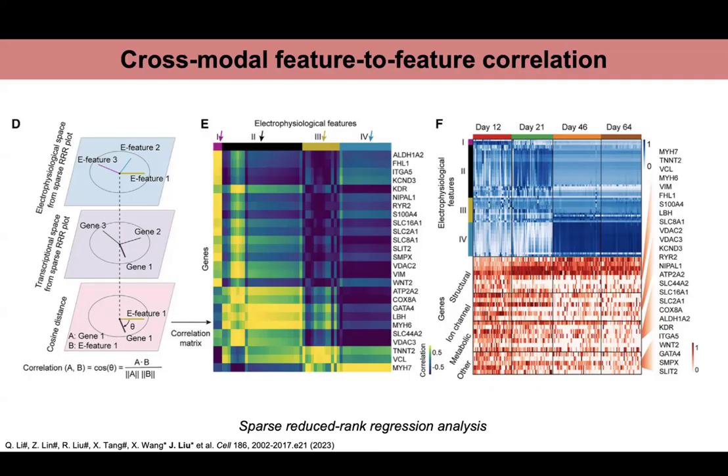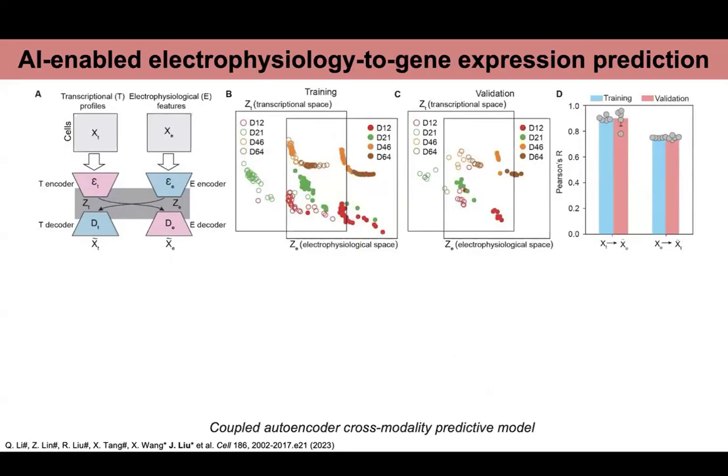So this statistical model is super powerful because with a traditional biophysics model, if you want to model how gene expression controls the electrophysiological features, you can only look at the ion channel genes. But using this statistical model, we can incorporate, for example, structural or metabolic and many other genes to identify their correlations with the electrophysiological features. And with this initial identification of the correlation between the different modalities, we can then immediately design this AI-enabled cross-modality prediction model.